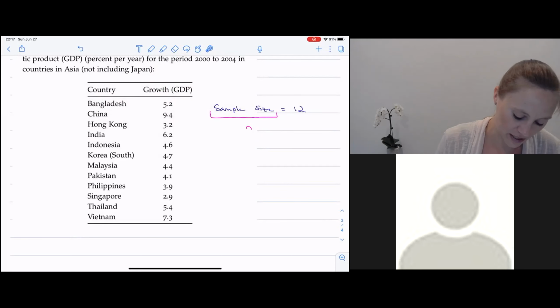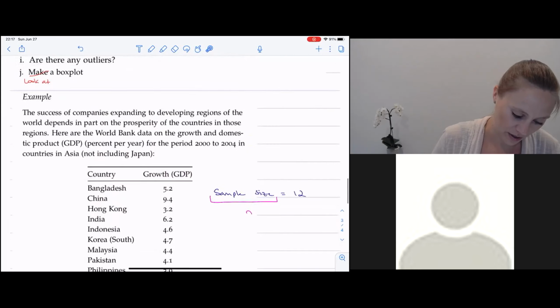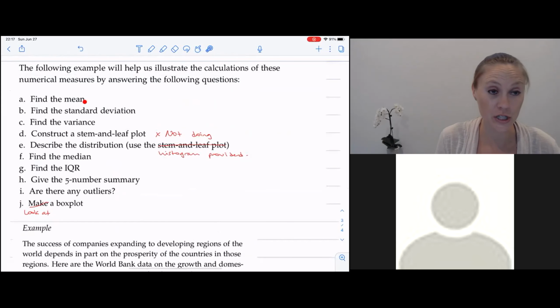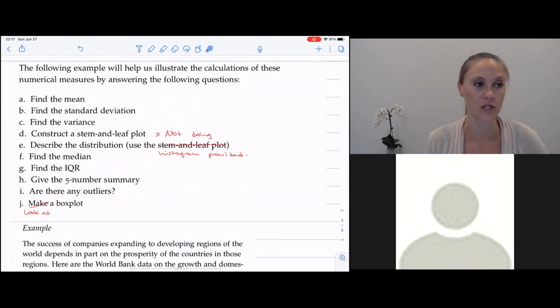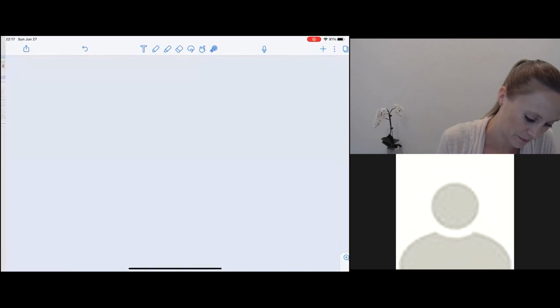Okay, so what we want to do is find the mean GDP, the standard deviation of the GDP, the variance of the GDP, and so on and so forth. And then we want to describe the distribution of the GDP, and so on.